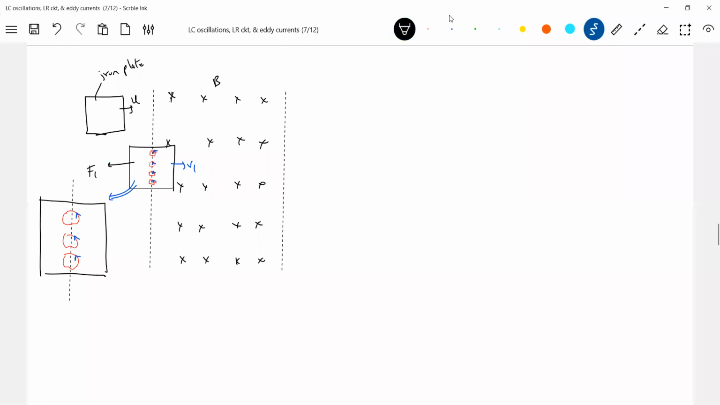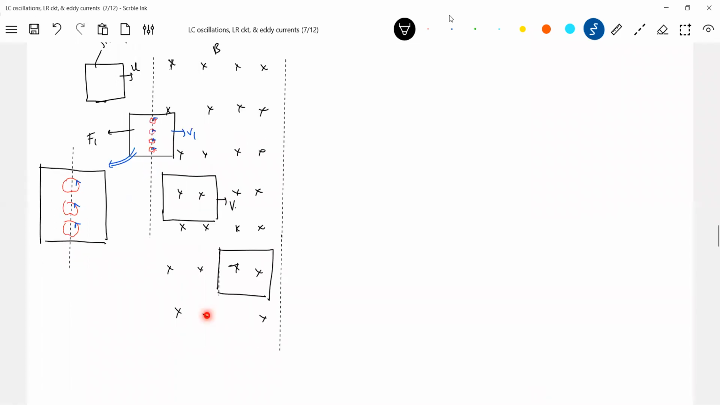Now, once it enters fully inside this, no eddy currents, and it has acquired some velocity, say v. Then again we'll continue. No eddy currents will be there, because the flux linking is constant, so no EMF is induced. And now the plate starts leaving the magnetic field region. It has acquired a velocity, say v2.